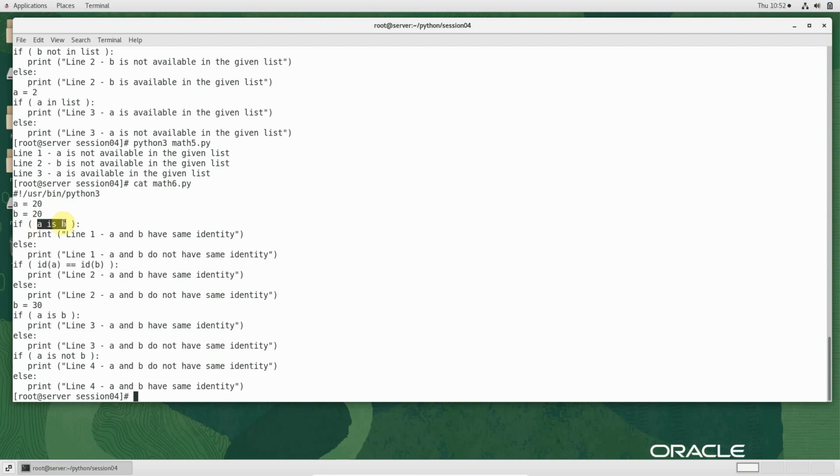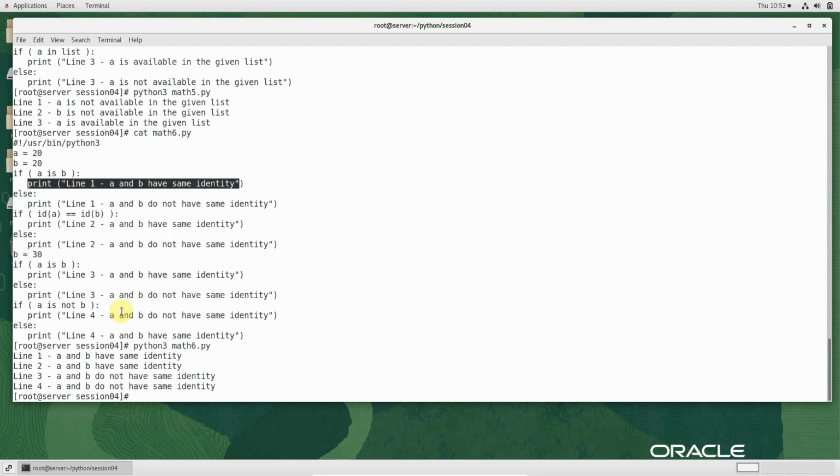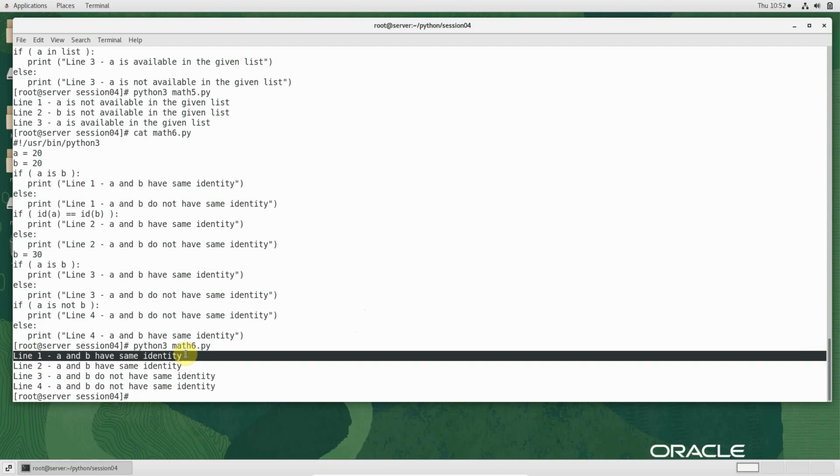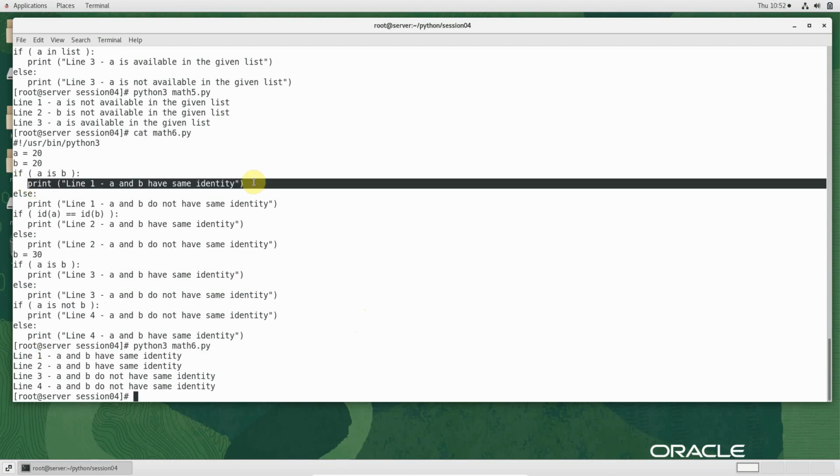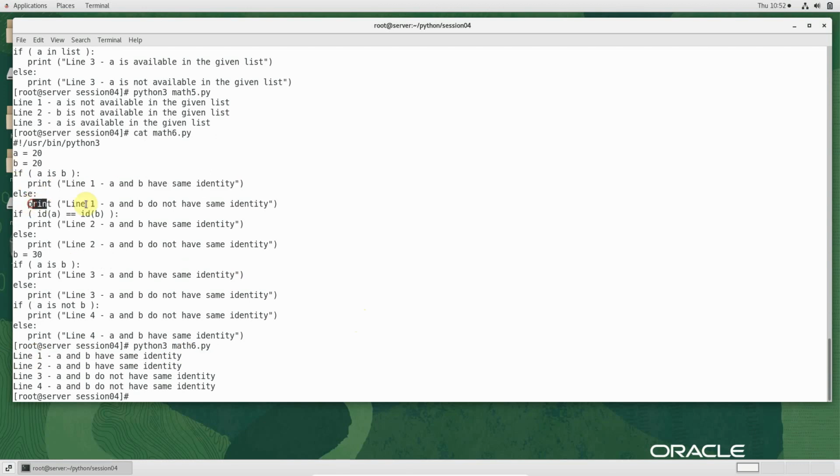So if you say A is B, you will get the answer: yes, A and B have the same identity. Let me try to run it, and you see A and B have the same identity. You got the same output.